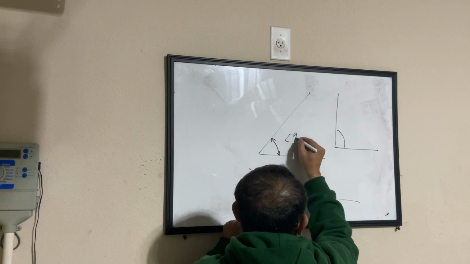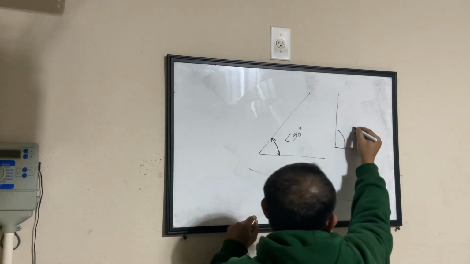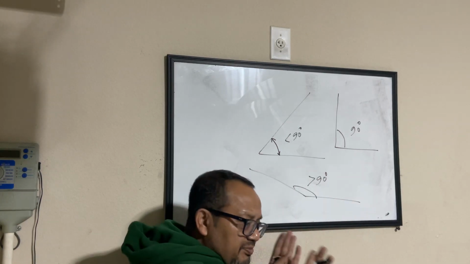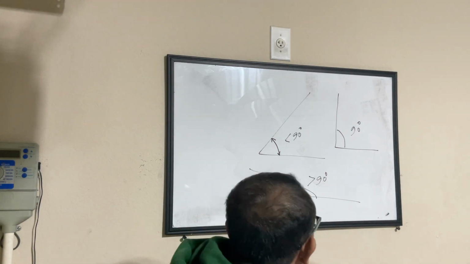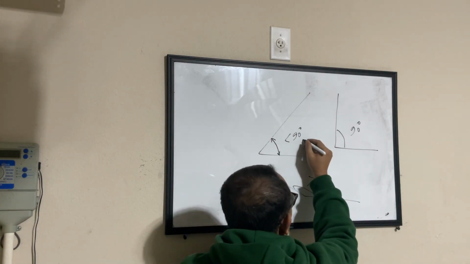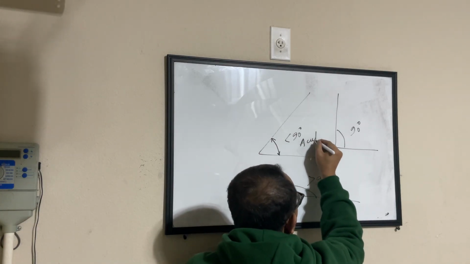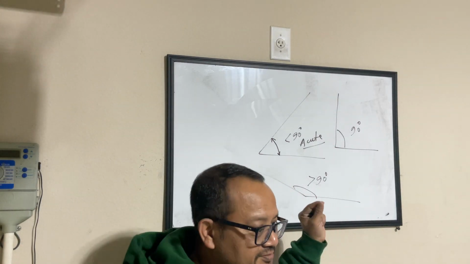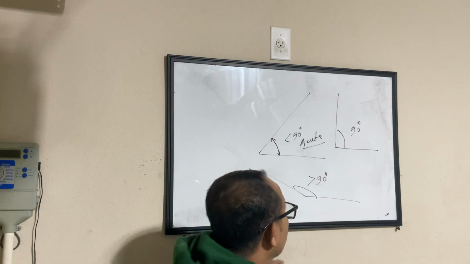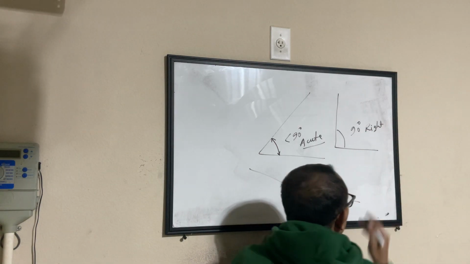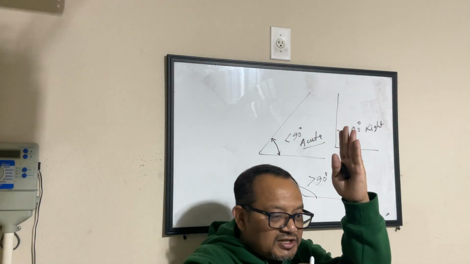So this angle is less than 90 degrees. This angle is exactly 90 degrees, and this is more than 90 degrees. These are the 3 possible variants that we deal with. The angle which is less than 90 degrees, anything which is small, is an acute angle. The angle which is 90 degrees is called a right angle, because this is the right positioning of the wall.